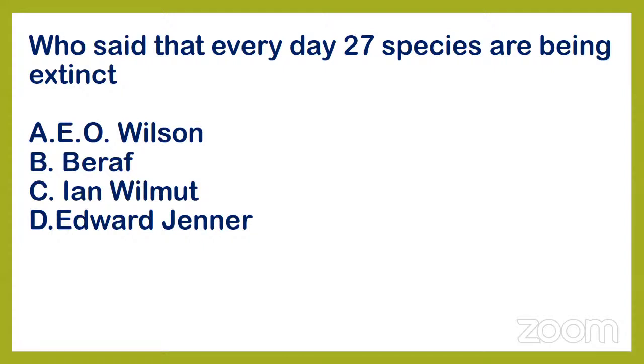Who said that every day 27 species are becoming extinct? Edward Wilson, Bayraff, Ian Wilmut, Edward Jenner. Edward Wilson is the right answer. He said that 27 species become extinct every day. Extinct means they completely disappear from the Earth. We will not be able to see them in the future.